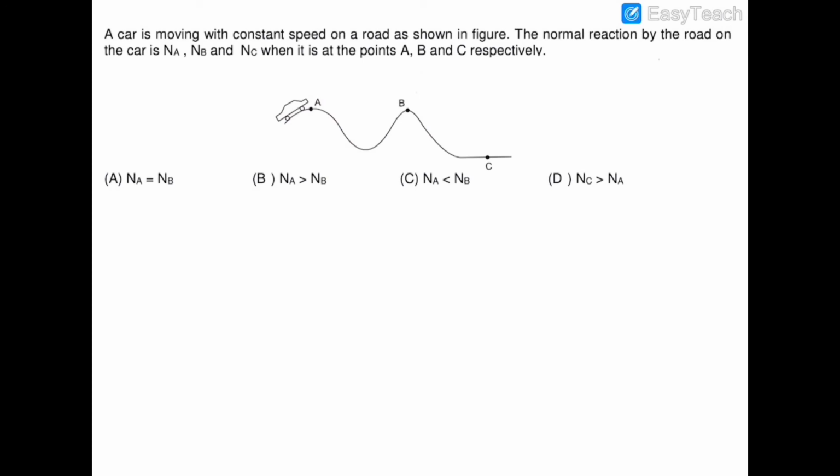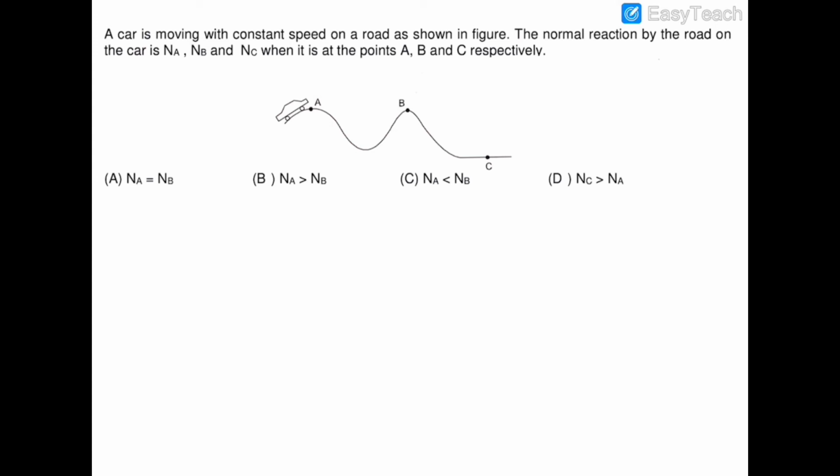Hello guys, in this question there is a car which is moving with a constant speed on the road which is shown in the figure. The normal reaction by the road on the car is NA, NB and NC at the points A, B and C respectively. So we have to find out the correct option about the normal reaction.